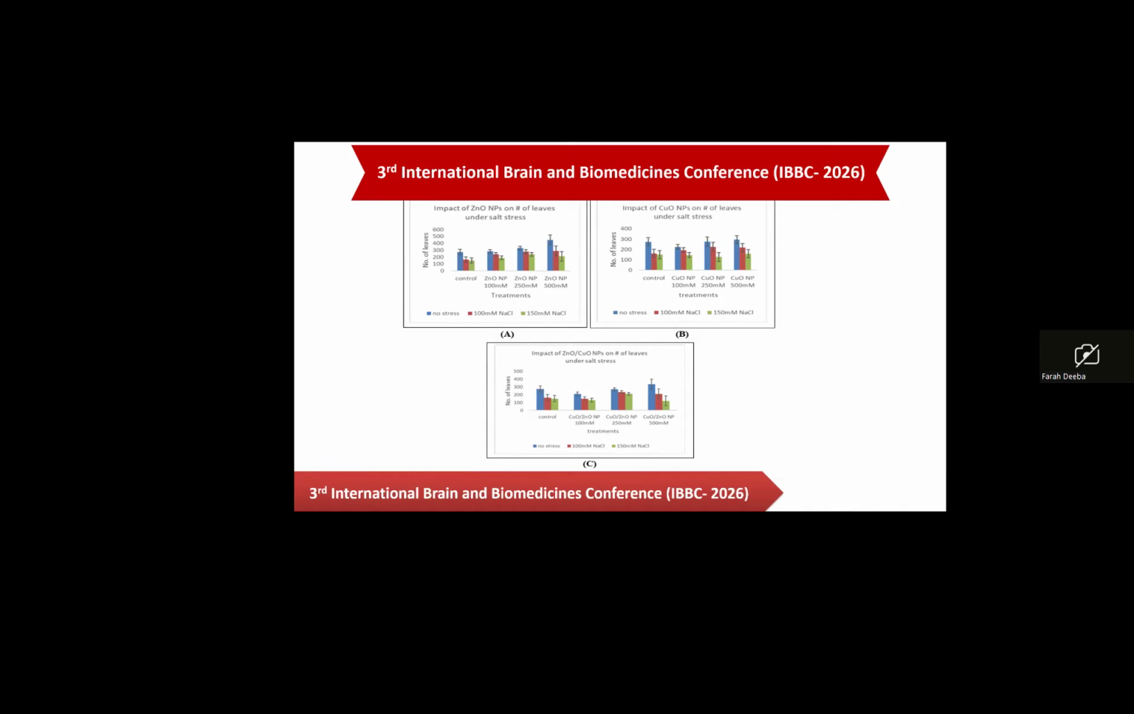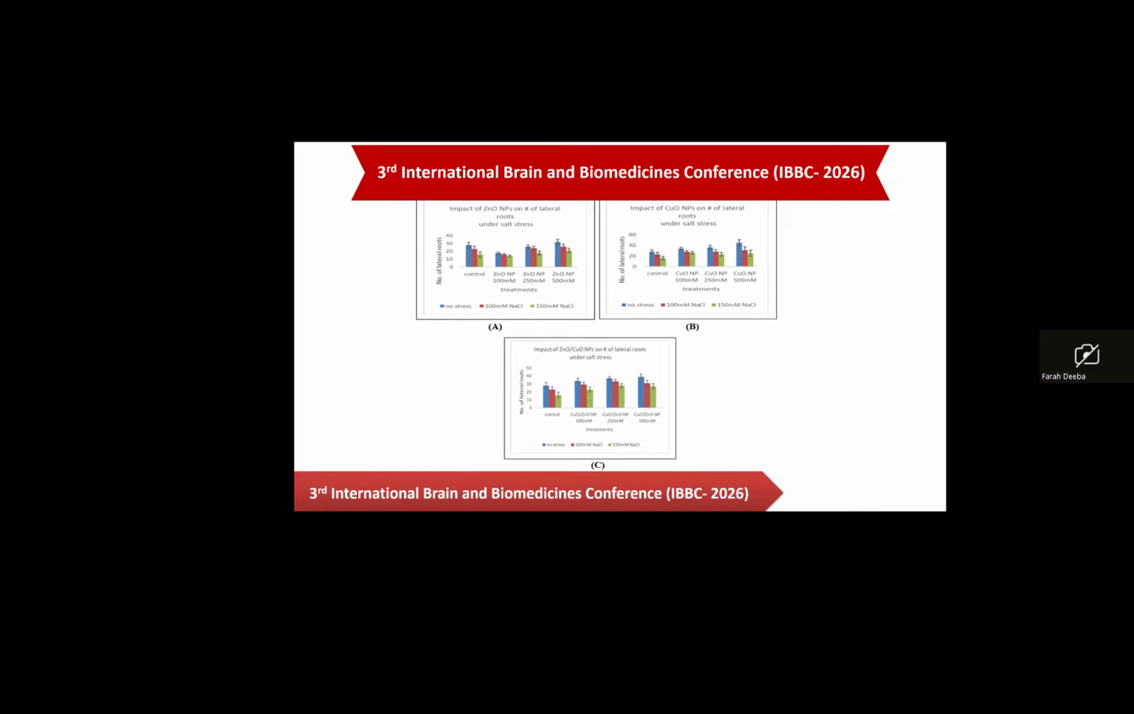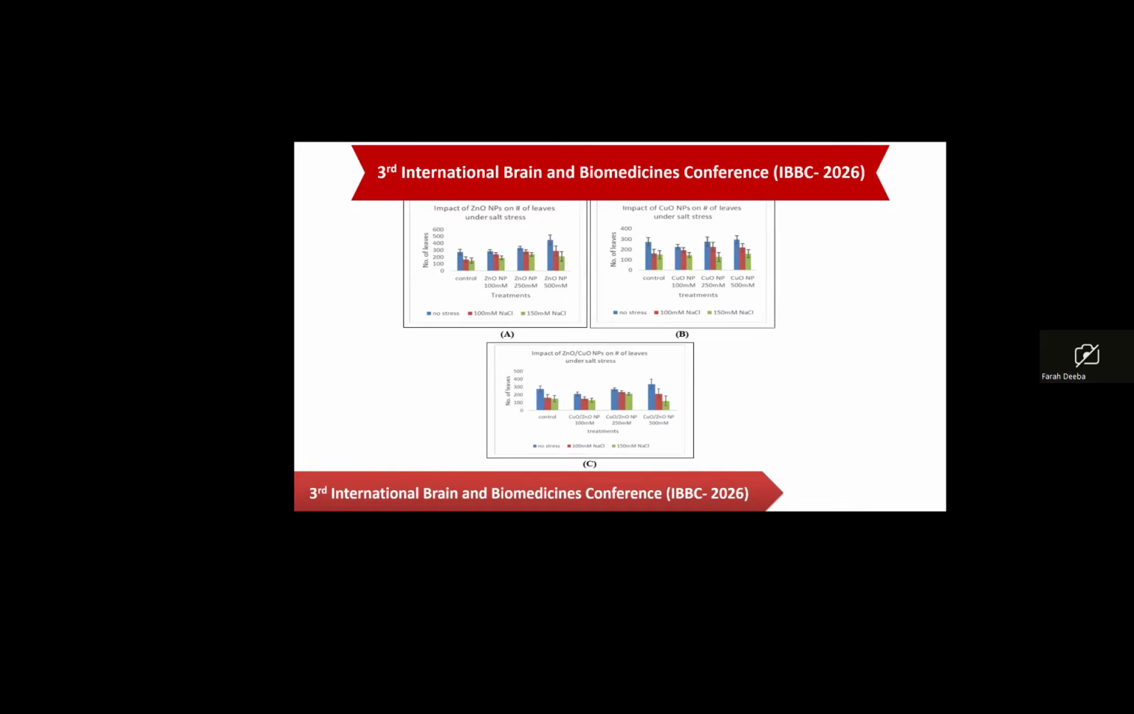Then the impact of the nanoparticles on the number of leaves under salt stress was calculated. The leaves are important for photosynthesis, while we have also observed the effect on the number of lateral roots, which are important for absorbing surface area of the plant. Under salinity stress, plants usually produce fewer leaves and a weaker root system. Nanoparticle treatment improved both leaf number and lateral root formation, suggesting better plant recovery and improved growth architecture under salt stress.